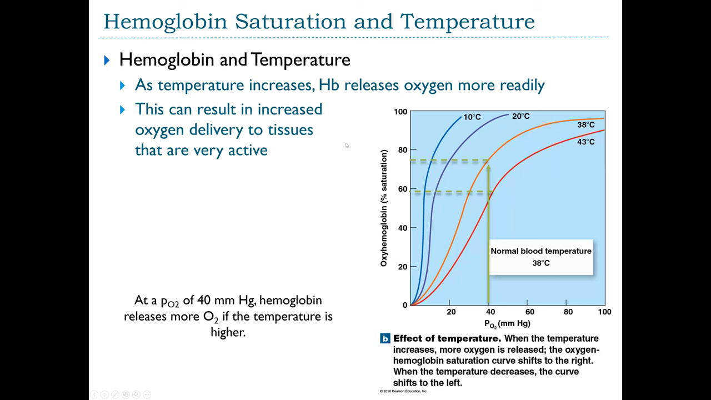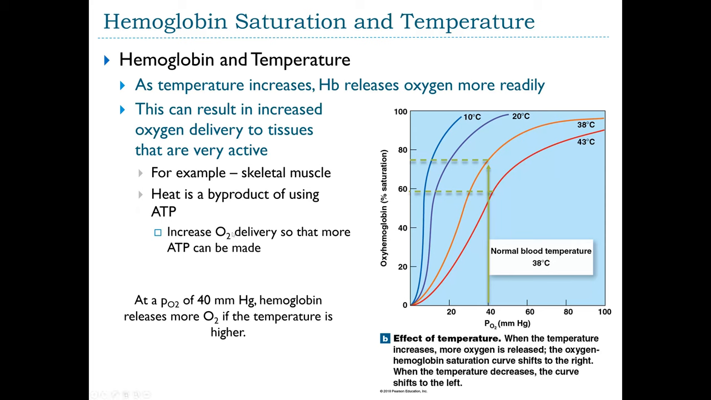So this can result in increased oxygen delivery to tissues that are very active. For example, your skeletal muscles. So remember, skeletal muscles use up a lot of ATP during muscle contraction, and heat is a byproduct of using ATP. So if a particular muscle is very active, it is going to increase the blood temperature in that local area. So when the hemoglobin arrives to that area, it is going to let go of more of the oxygen delivery. And so the heat is kind of a signal that that area needs more oxygen to make more ATP because it's using a lot of ATP, which is why the temperature went up in the first place.